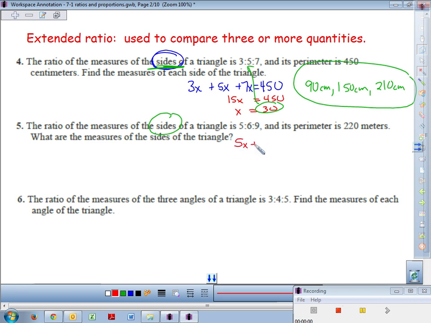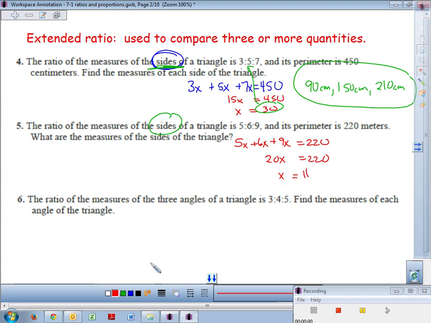Throw an x next to every one of those numbers in your ratio, and they should all add up to be 220. And then add these together and still get 15. Sorry, that's 20x, my bad. I don't know what I was thinking. 20x equals 220. And if you divide by 20, x equals 11.